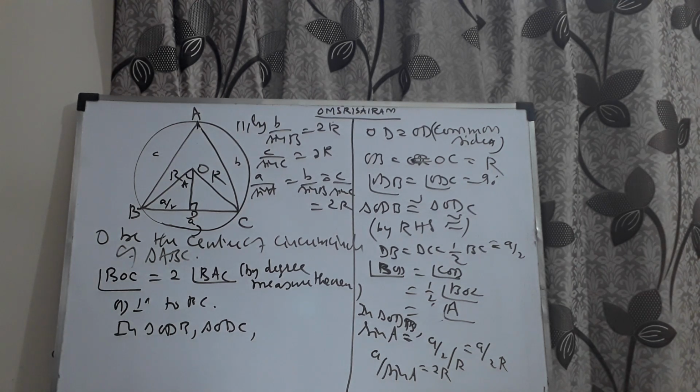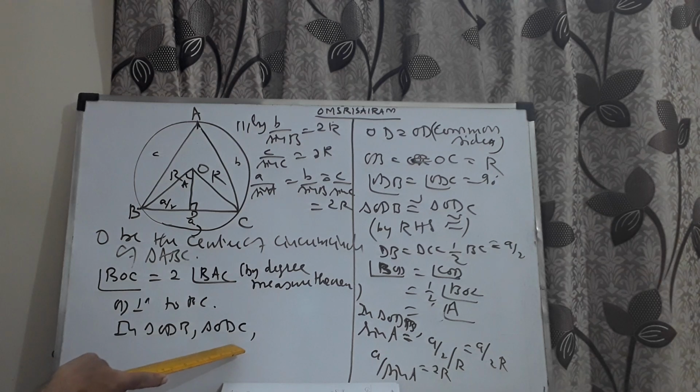Circumradius of triangle ABC. That's the meaning. Let me repeat the whole process. Assume O to be the center of the circumcircle of triangle ABC. Now angle BOC is twice angle BAC by the degree measure theorem. Now let me draw OD perpendicular to BC.